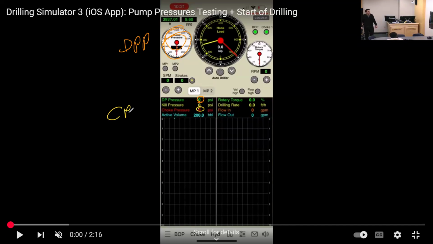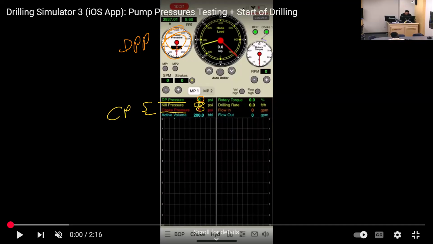If the well is shut in, it would be the choke pressure. So it should be saying casing pressure when drilling, and then when the well is shut in, it should be showing choke pressure. But for simplicity, I guess the guy who made the app made it say choke pressure all the time. Now, if you are injecting, then this becomes the kill line pressure because you're injecting from the kill line. But anyway, these two are basically the casing pressure, okay?